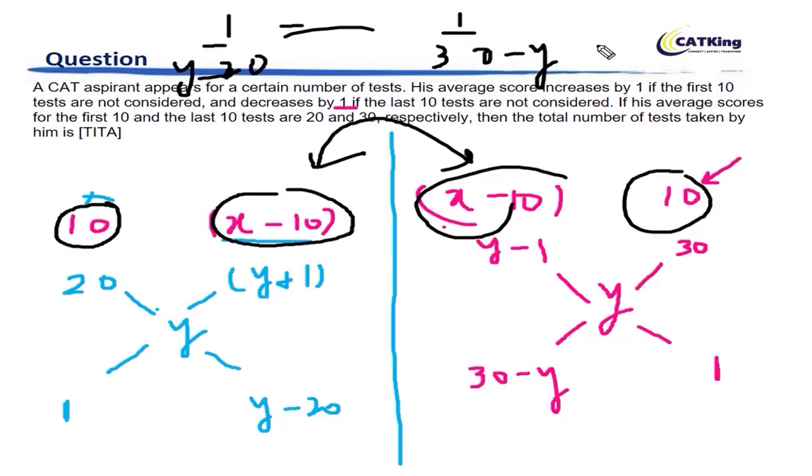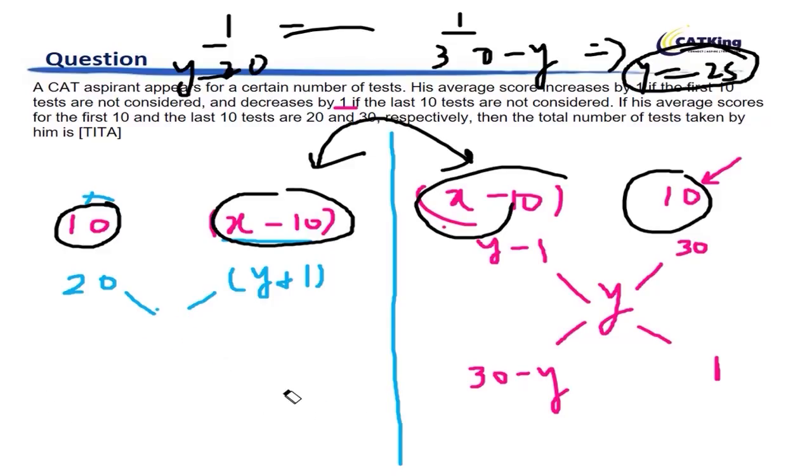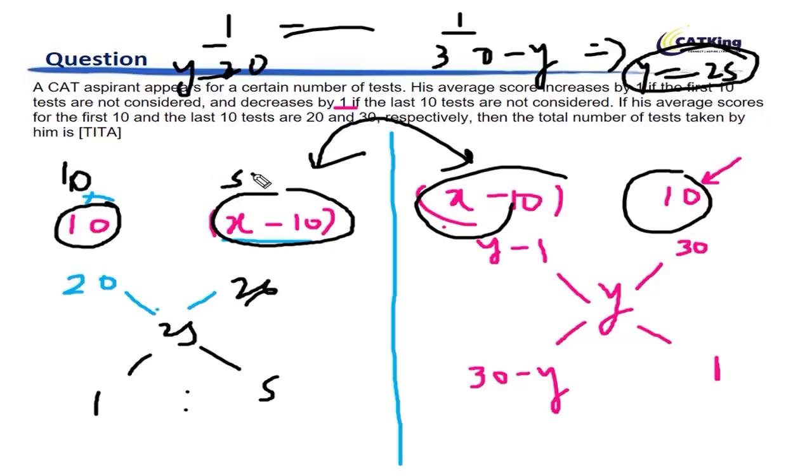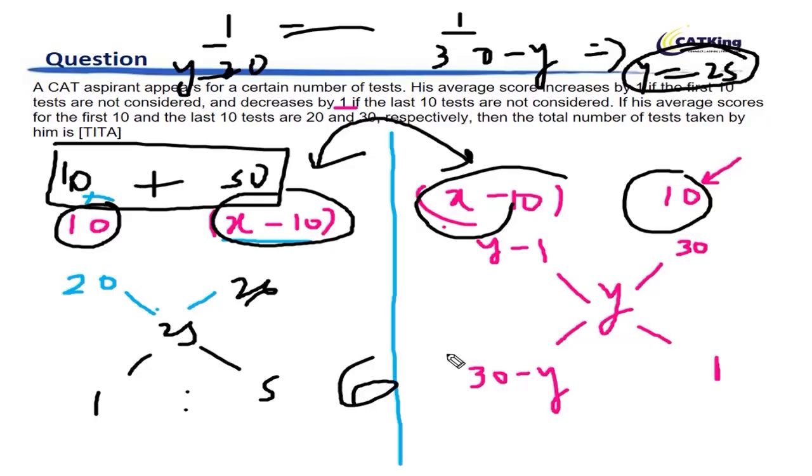Now if we just solve this, y comes out as 25, your question is solved. How? I will show you. Just put y is equal to 25 here. Now if you put y is equal to 25, this is 25, this is 26. This becomes 5 and this becomes 1. So the ratio is 1:5. So if this is 10, this is 50. So what is the total number of questions? Total number of tests? 10 plus 50, that is 60. So your answer is 60.